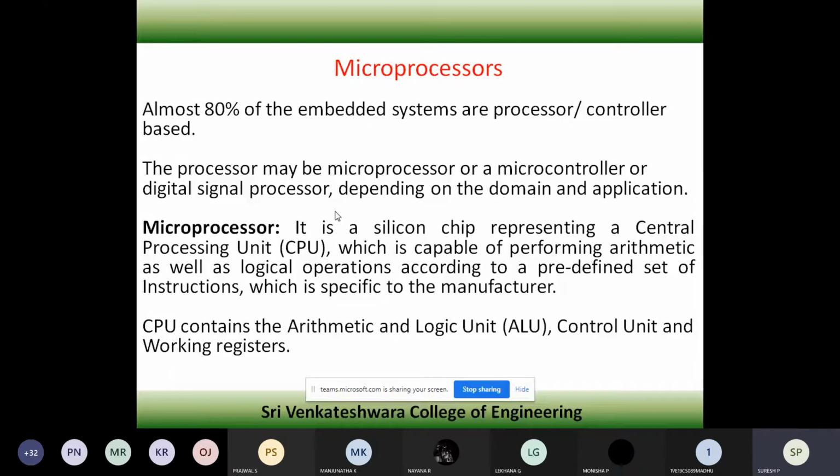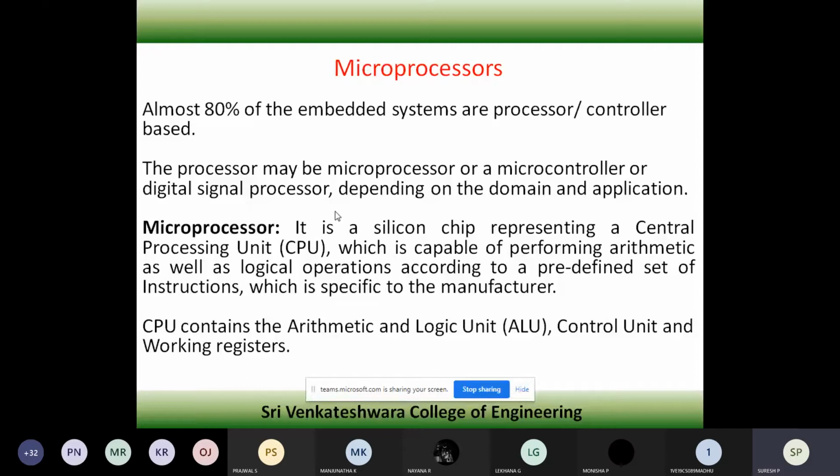Because as a user, I would have written the instructions, as we have seen in the program. Step by step, I write the program. I instruct the microcontroller that these are the sequence of work which has to be done.